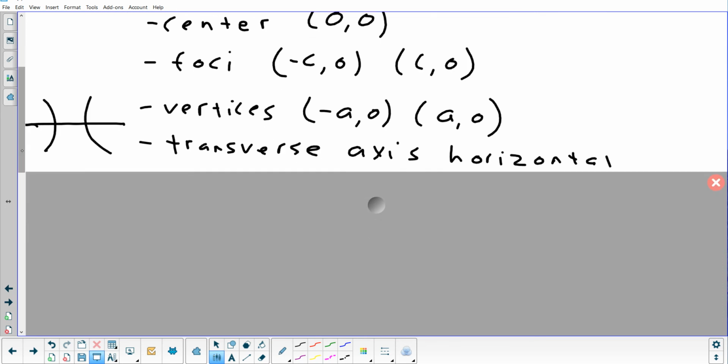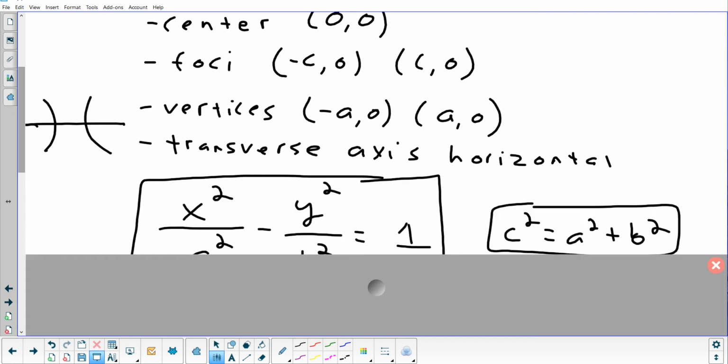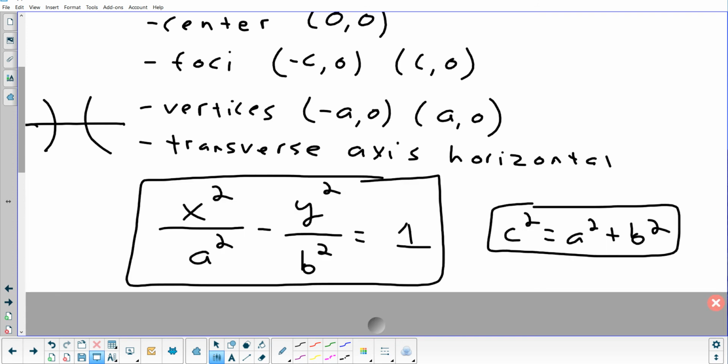So put up the equation, and I want you to tell me what looks different about it compared to an ellipse. It's a minus, right? Yesterday, you had a plus right there. Today, it's a minus. The other equation is a plus instead of minus. Yesterday it was c squared equals a squared minus b squared. Today it's c squared equals a squared plus b squared.